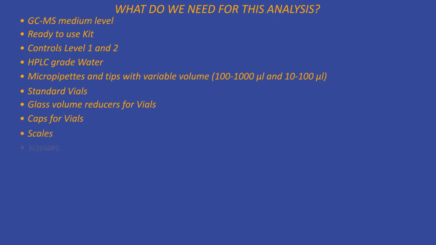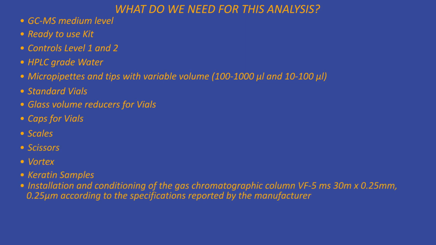scales, scissors, vortex, keratin samples, installation and conditioning of the gas chromatographic column according to the specifications reported by the manufacturer, Pyrex tubes, oven, evaporator, concentrator or nitrogen to dry solvents. We see specifically how Eureka kits function from the sample preparation to the injection of the calibration results.